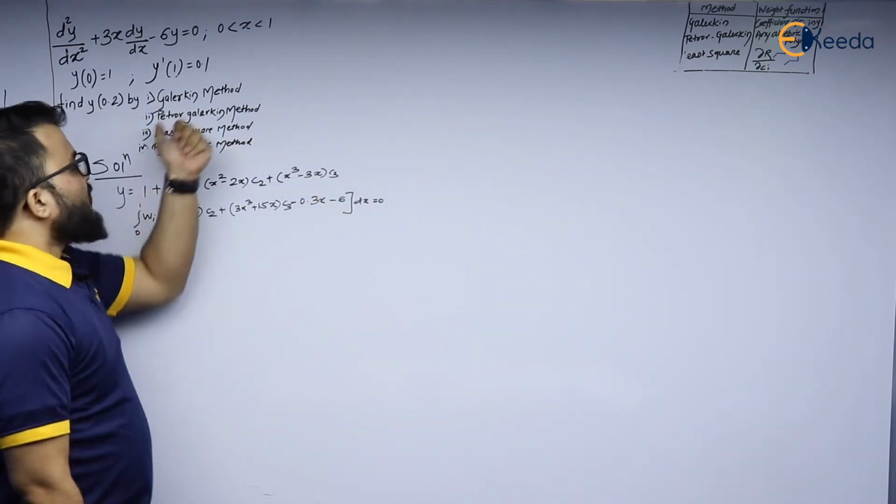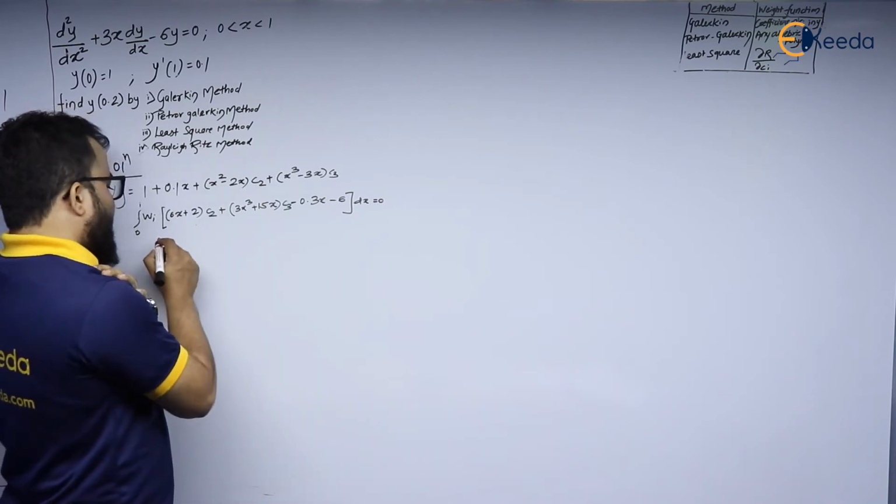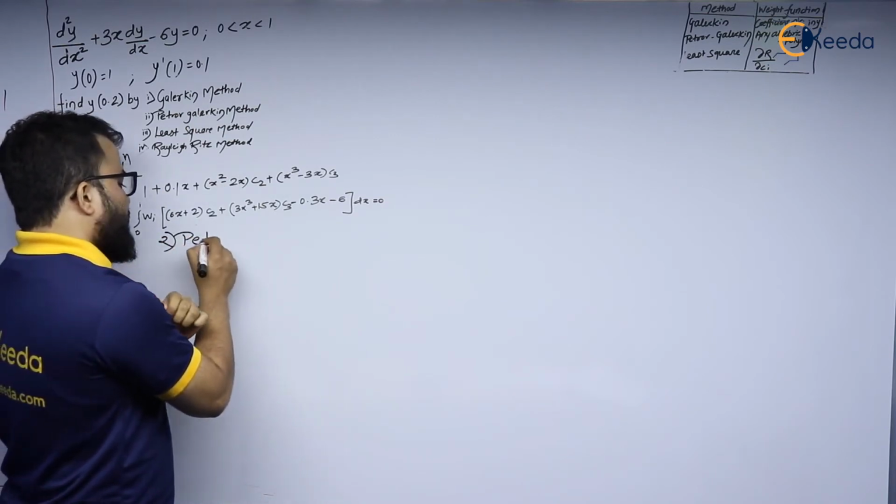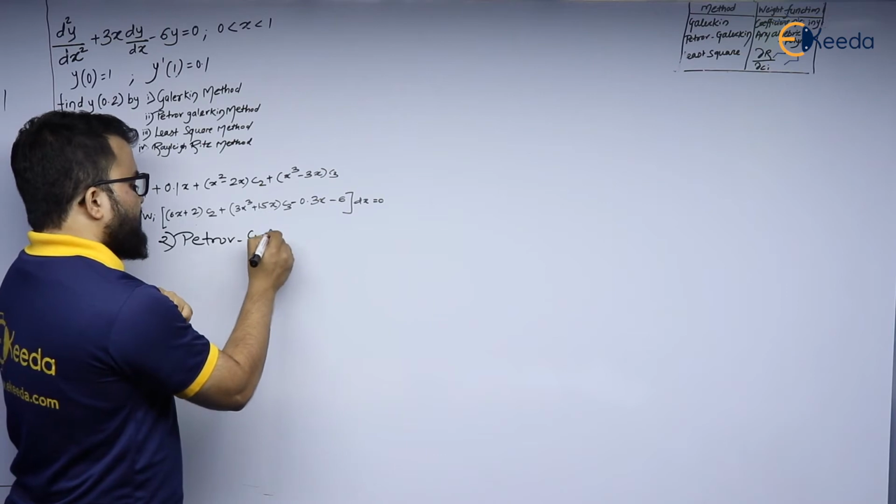So now we will see the Petrov-Galerkin method. So my method number 2 is the Petrov-Galerkin method.